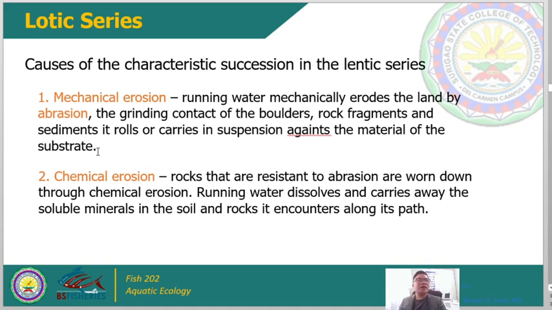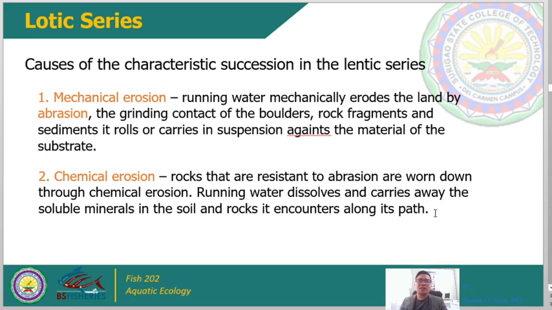So basically, there will come a time when your streams will become deeper. They are shallow now, but through time they will become deeper because of a reason we call abrasion. So that is caused by mechanical erosion, the grinding contact of boulders and rock fragments. Secondly, chemical erosion. Rocks that are resistant to abrasion are worn down through chemical erosion. Running water dissolves and carries away the soluble minerals in the soil and rocks it encounters along its path.